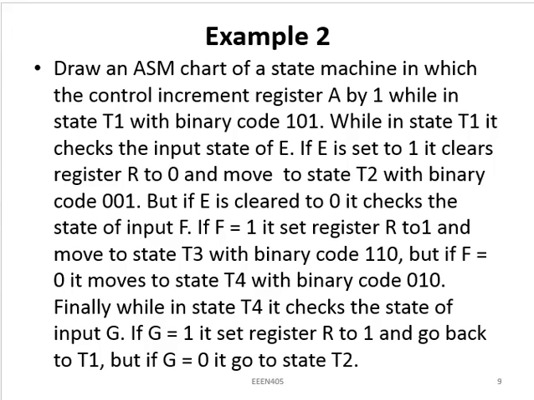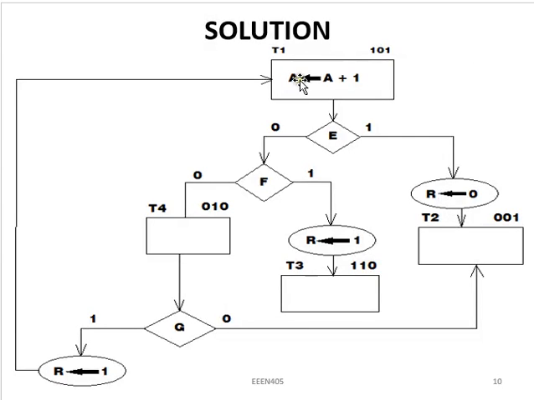Now for us to further understand it, let us take example number 2. The example says draw an ASM chart of a state machine in which the control increments A by 1 when it is in state T1 with the binary code 101. So let us see that. We are told that we are starting from state T1, and this is the binary code, and the operation that will happen inside that state box is to increment our register A by 1. Look at it, A plus 1, and of course the result should be stored in the same A register.